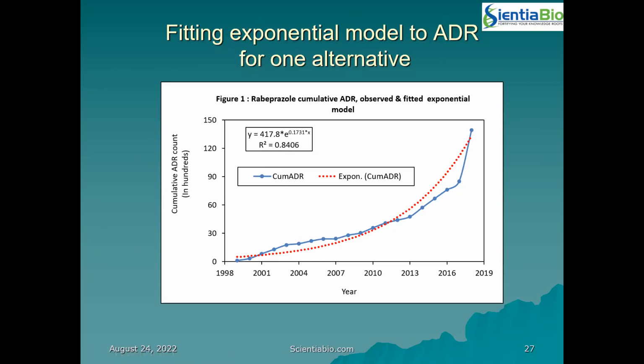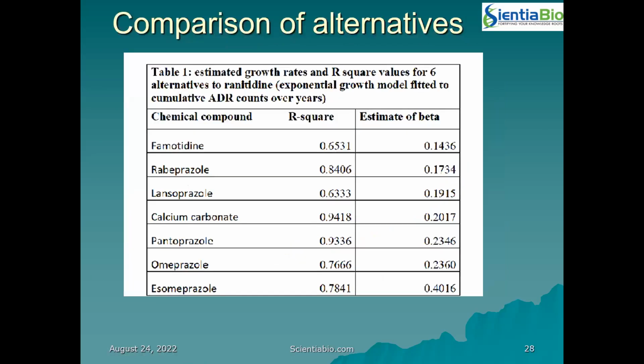Okay. This you can do for every drug. There were several drugs. And then compare the estimates of B. And my next table, look at this. Estimated growth rates and R square values for 6 alternatives to ranitidine. So famotidine, its R square value is 65%. I want a reasonably high R square value. Otherwise, that model does not fit and it doesn't work for that drug. But most of the values are high.